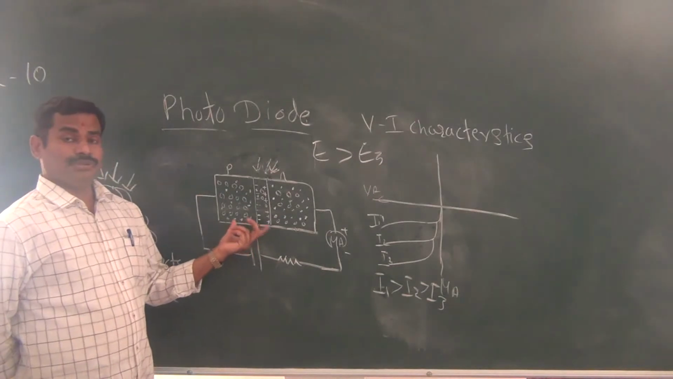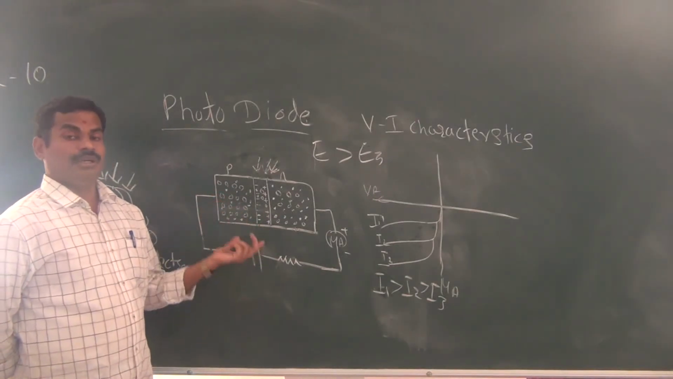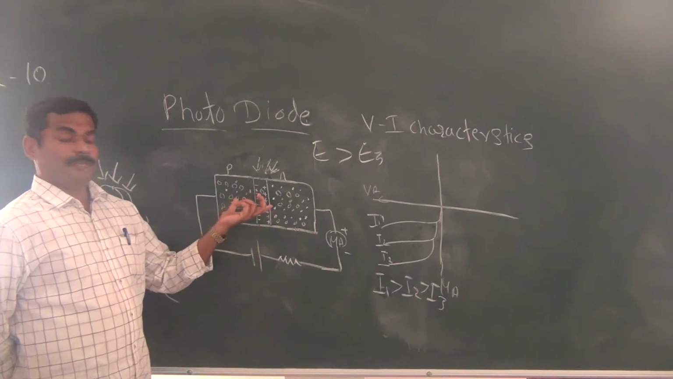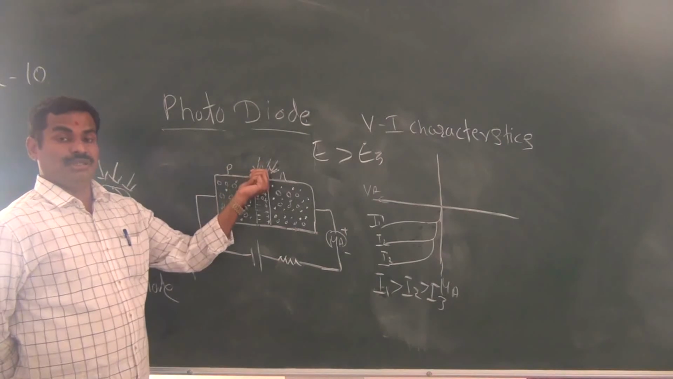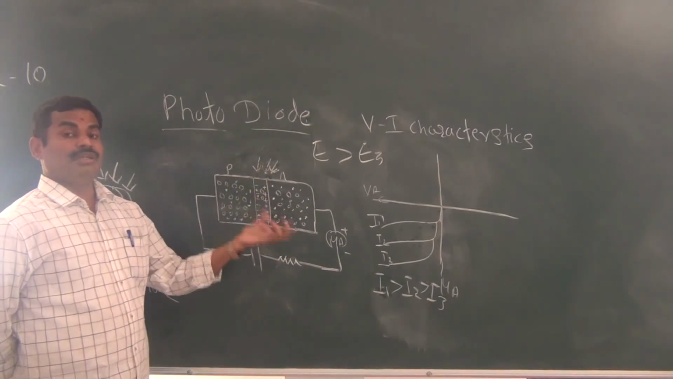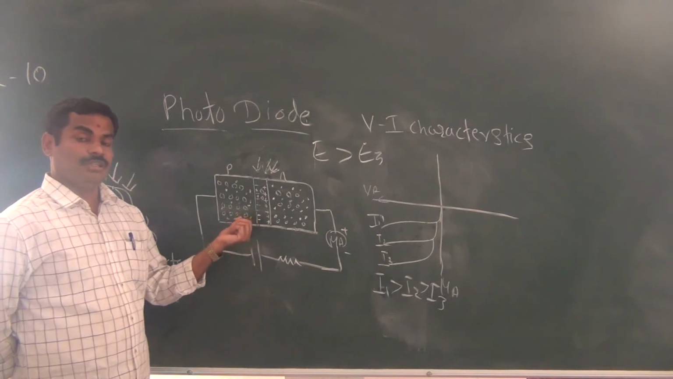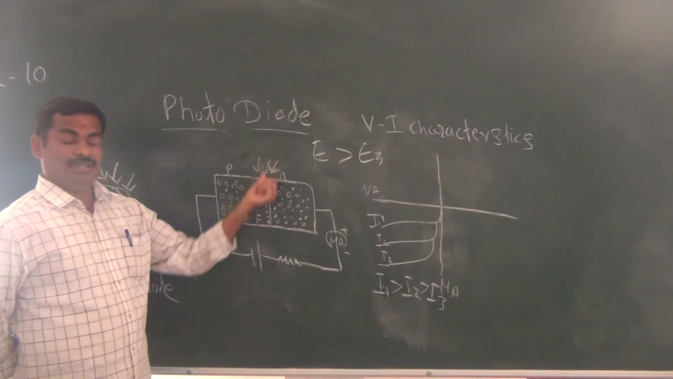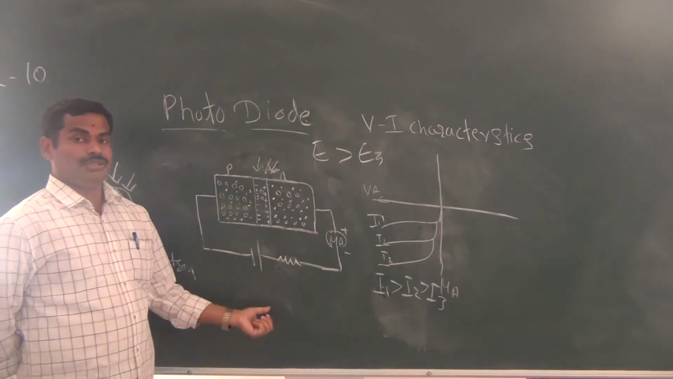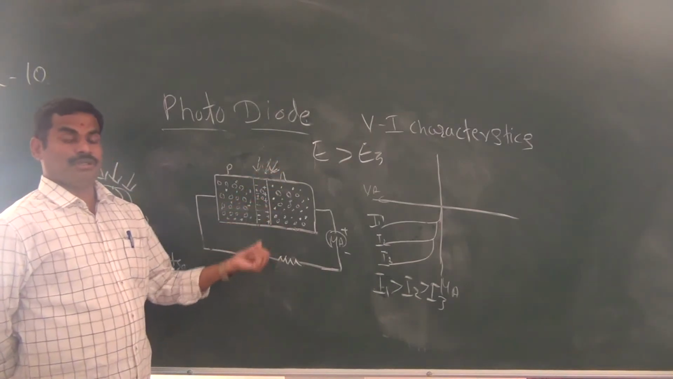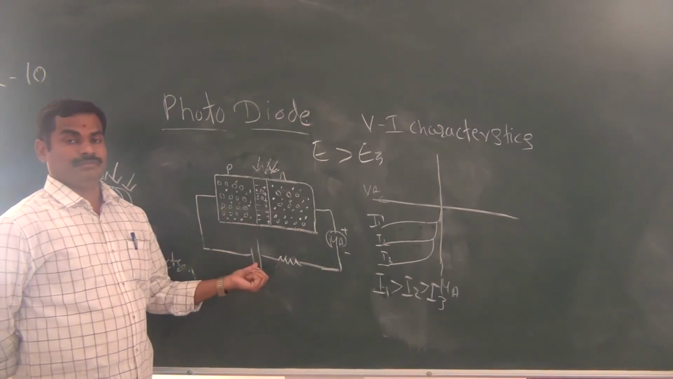The photodiode is a reverse biased diode. And an important thing, why is it called a photodiode? Because whenever photons of energy are incident on the depletion layer, it conducts. The photodiode is nothing but light energy converting to electrical energy. It conducts in reverse bias, and it works on the principle of the inner photoelectric effect.